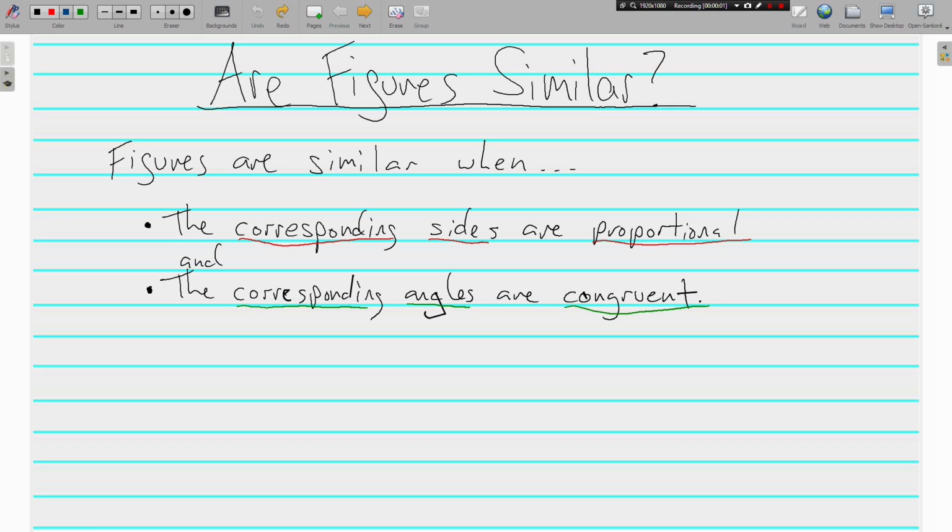Hi, this is Mr. Tipton, and today we are back with Are Figures Similar? We've done our ratios proportional, but now we're looking at figures and are they similar?